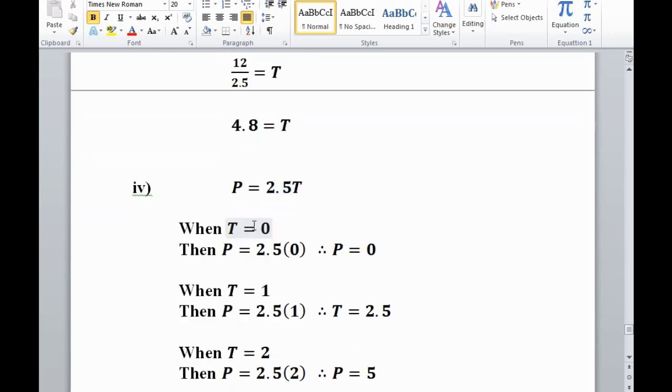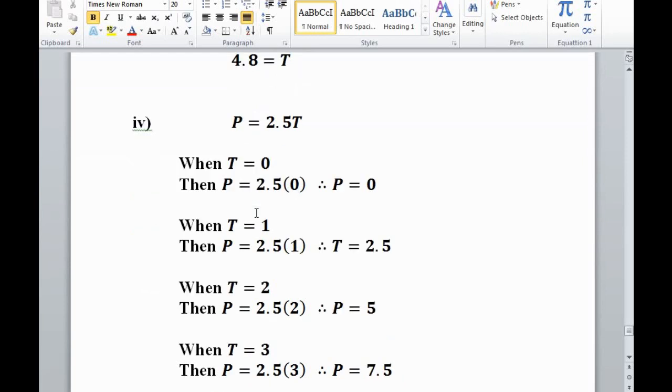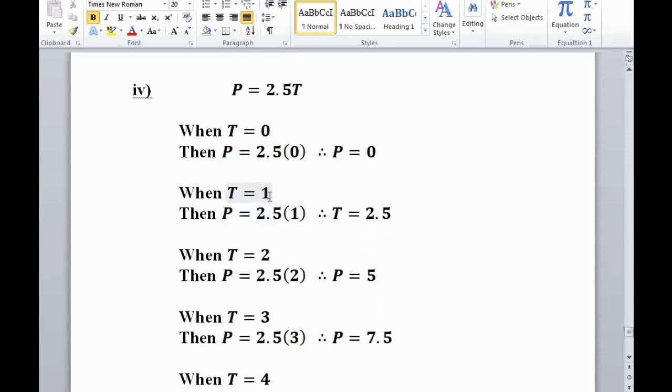The last part of the question is to draw the graph. So first I'll be taking temperature T equals 0. So the pressure P is 0 because 2.5 multiplied by 0 equals 0. When T equals 1, pressure P equals 2.5 multiplied by 1. So 2.5 multiplied by 1 equals 2.5.